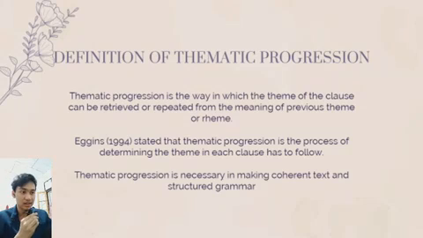Thematic progression is the way in which the theme of the clause can be retrieved or repeated from the meaning of the previous theme or rheme. It is also stated that thematic progression is the process of determining the theme that each clause has to follow. But why are we doing this? What is the function of this thematic progression? Well, it functions as a bridge. It helps in making coherent text and structured grammar.